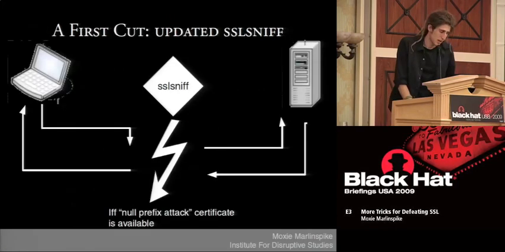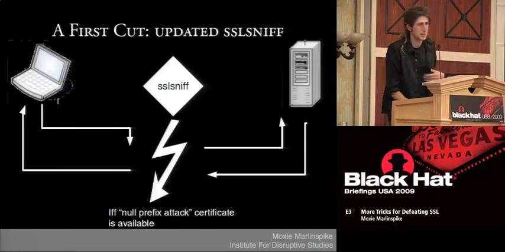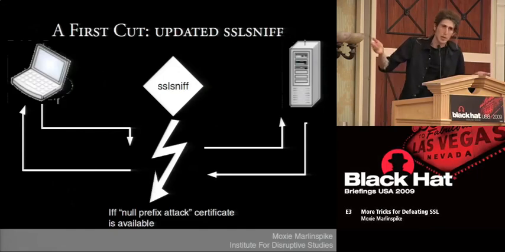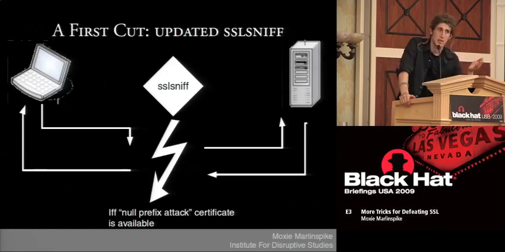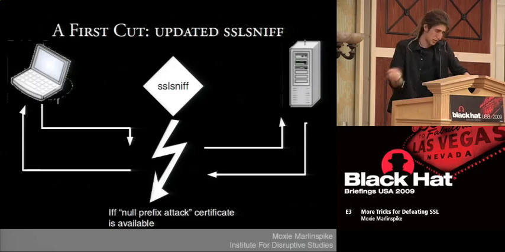So it looks like this. I have a new version of sslsniff, sslsniff 0.6. And this is sort of like, you can imagine, the first cut of the new version, right? So again, sslsniff performs a man-in-the-middle attack, and it checks to see what the client is trying to connect to. And if you have a null prefix attack certificate for that server, it will perform the man-in-the-middle attack. Otherwise, it'll just let the connection go through.